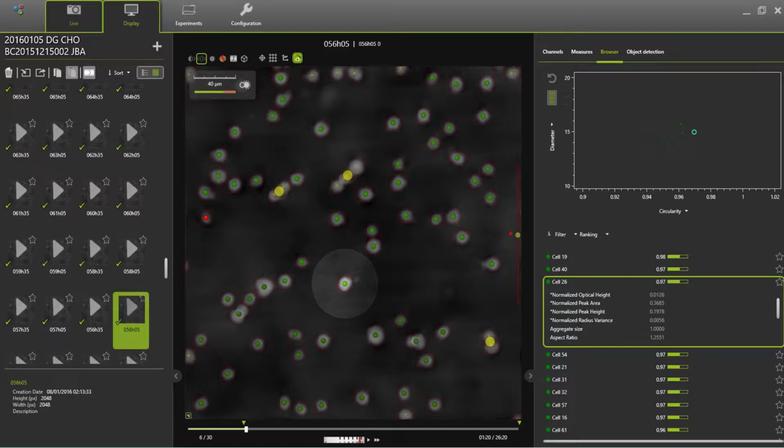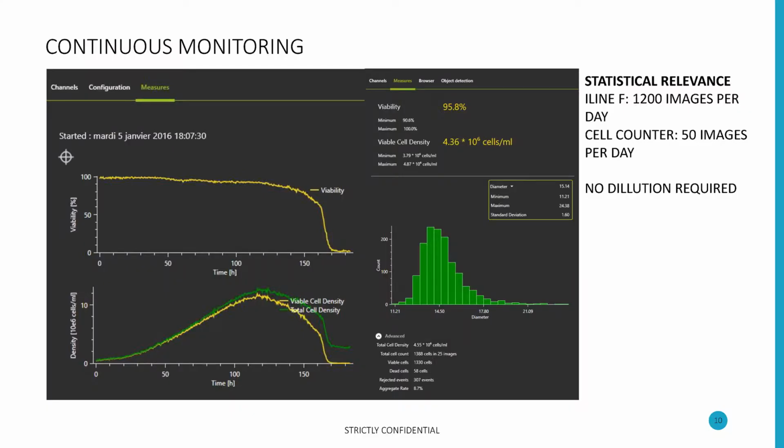But in the end, what we really offer is continuous monitoring, of course, of your culture. That means that you can instantly get the graph on the viability and the viable cell density and total cell density, and you can instantly see the results as well, the real numbers on the viability, viable cell density, or anything else that you would like to know about your culture. The statistical relevance of the continuous monitoring is really high, as we take with our device 1,200 images per day, which is a lot more than a regular cell counter who only takes 50 images per day.